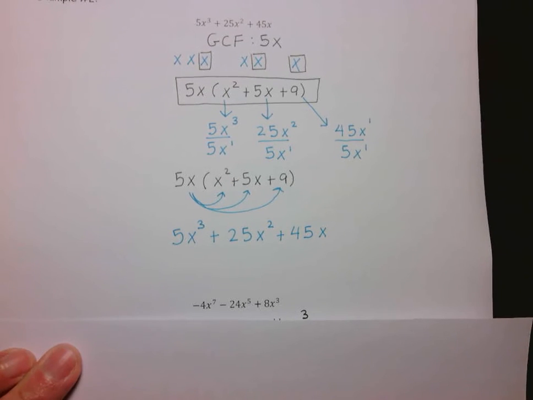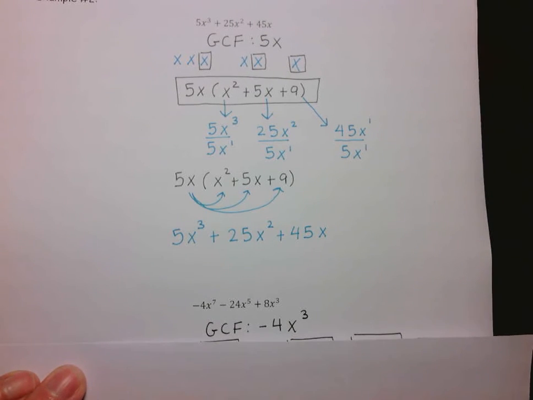So now let's look at the next example. I have another trinomial and I'm asking you to factor out the greatest common factor. So the greatest common factor here is going to be negative 4x to the third power. So let's look at my coefficients. I have negative 4, negative 24, and 8. The greatest common factor is negative 4.